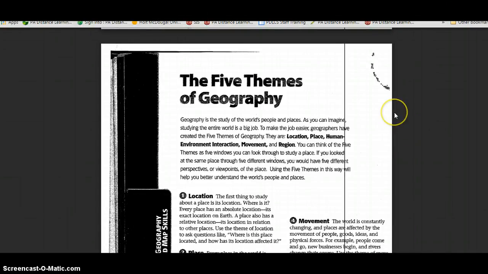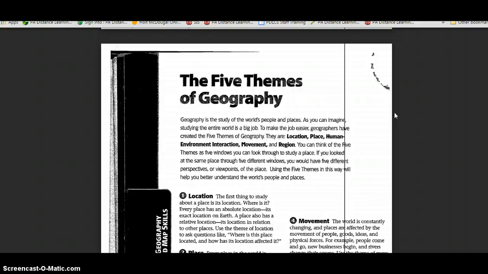Last but not least, we're going to talk about the 5 themes of geography, and then you will complete your quiz activity for today. Geography is the study of the world's people and places. As you can imagine, studying the entire world is a big job. To make the job easier, geographers have created the 5 themes of geography. They are location, place, human-environment interaction, movement, and region.